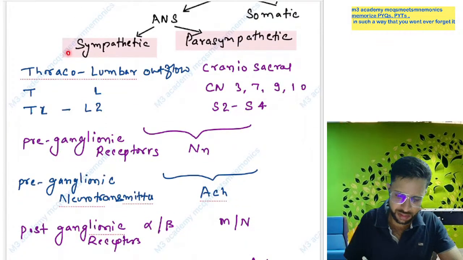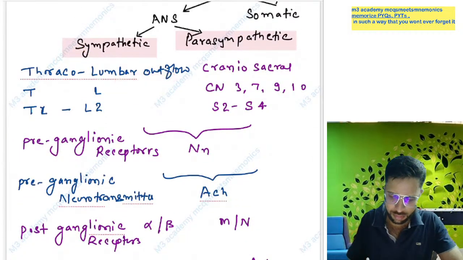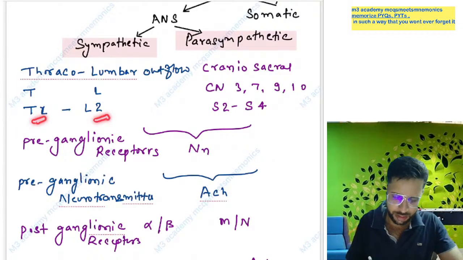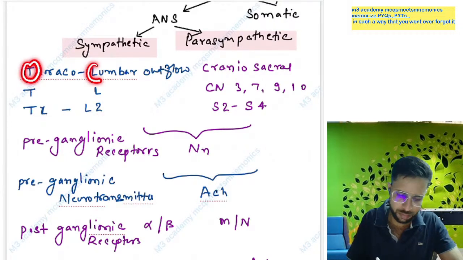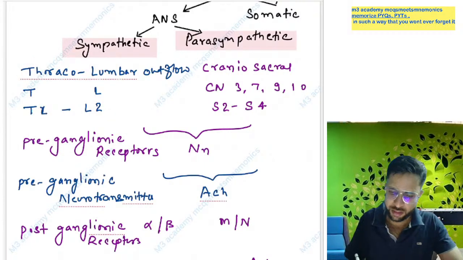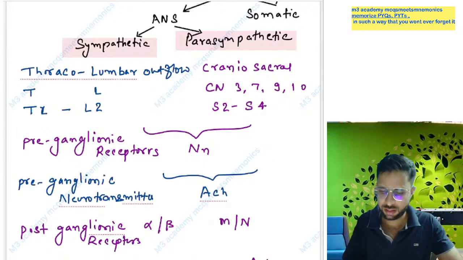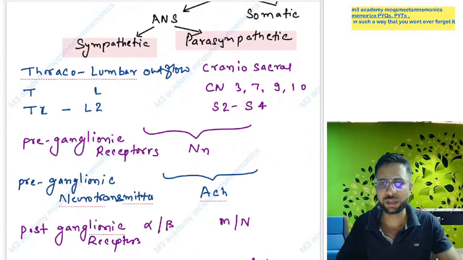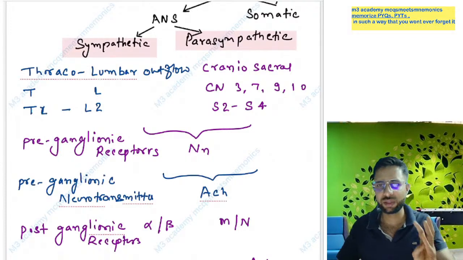Sympathetic we call the thoracolumbar outflow, or you can say T1 to L2. How can you remember thoracolumbar, T and L? Just write 1 and 2. So T1 to L2, thoracolumbar outflow. Now the parasympathetic nervous system is craniosacral outflow, and we already know the parasympathetic cranial nerves are 3, 7, 9, 10.